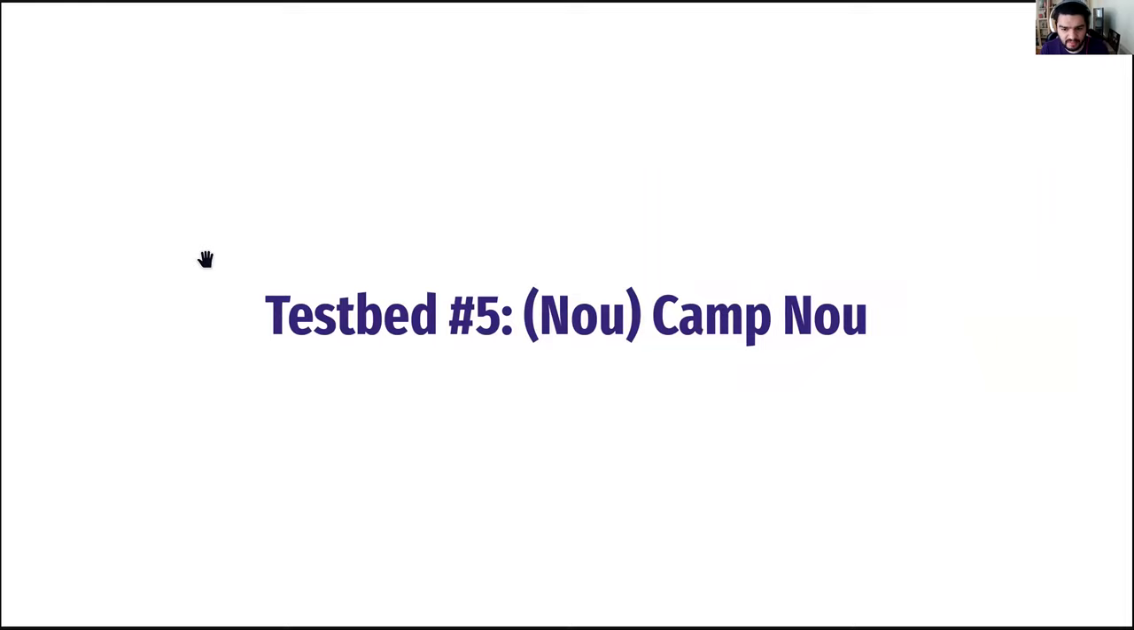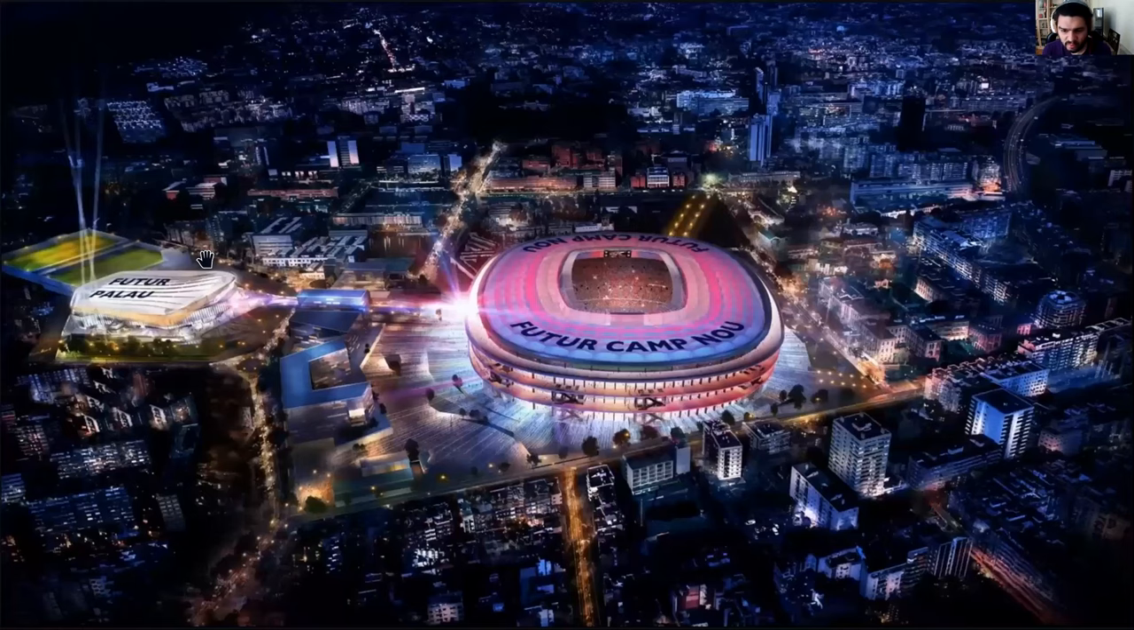So let's talk about the testbed that we are working on at Barcelona Supercomputing Center. It's testbed number 5 from the project, and it's called Nou Camp Nou. So what is Camp Nou? Camp Nou is the Barcelona football club stadium, right? And actually the name Camp Nou means new field, because at some point in time, the stadium was new. So the Nou Camp Nou is the new stadium.